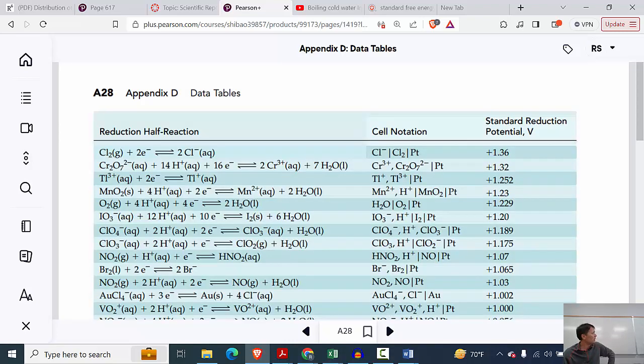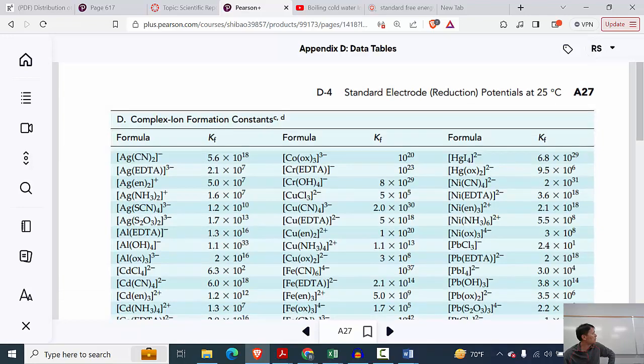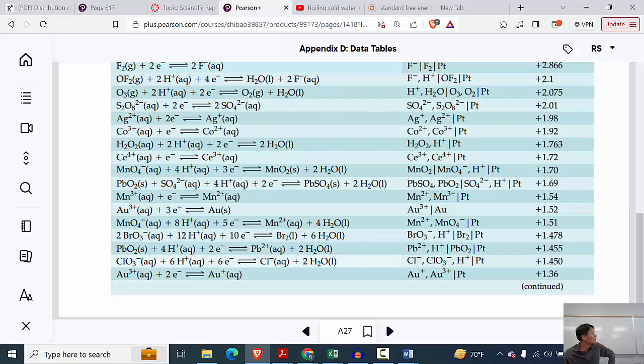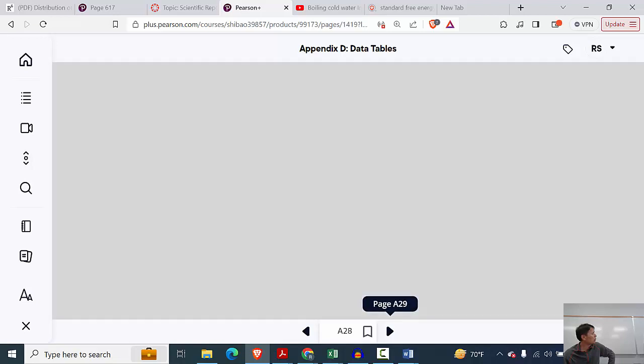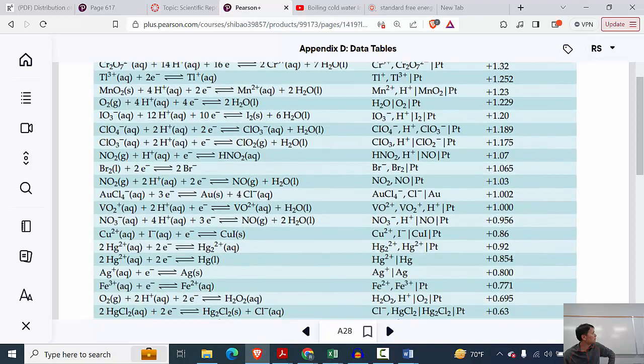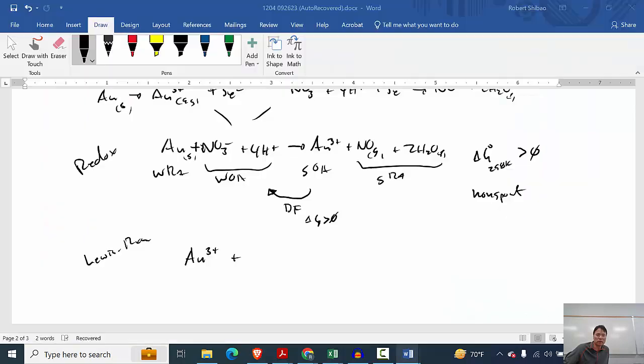But we can find gold complexes. And in fact, here. So it turns out that gold can form with a coordination number of, let's see, 4. Do you see this? This would be tetrachloroaurate 3. And so that's one of the complexes that you can find for gold.